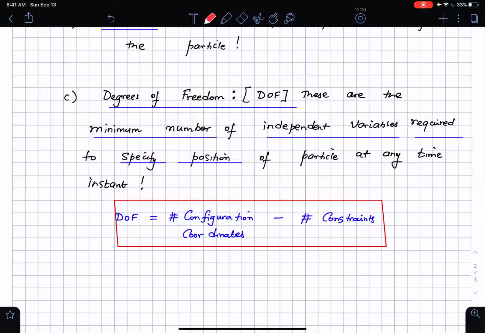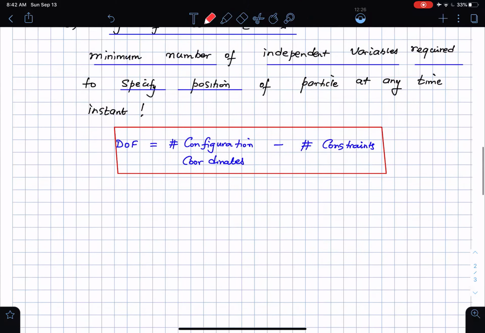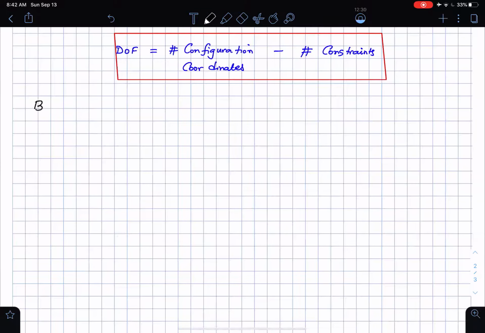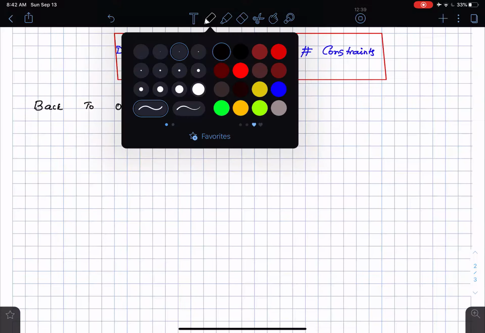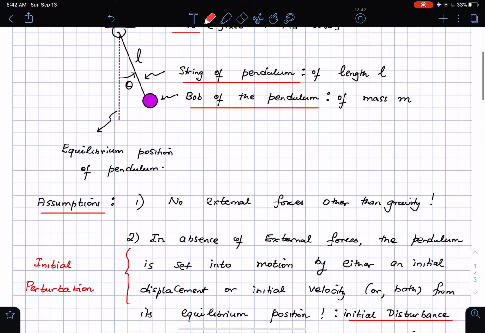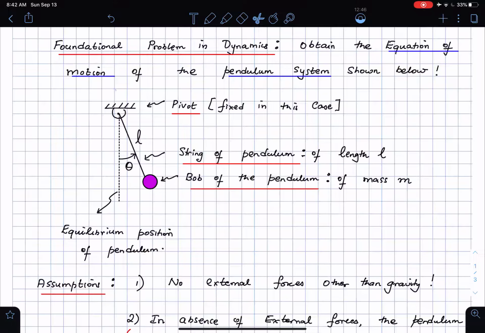So what are configuration coordinates for our problem, and how are they different from the degrees of freedom, and what are the constraints for our problem? So I'm going to go back to our problem. I'm going to bring back my pendulum. This is a problem that I really love. Pretty much you'll see me bringing out a pendulum problem whenever I'm bored.